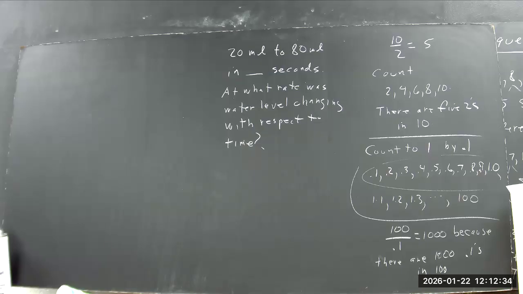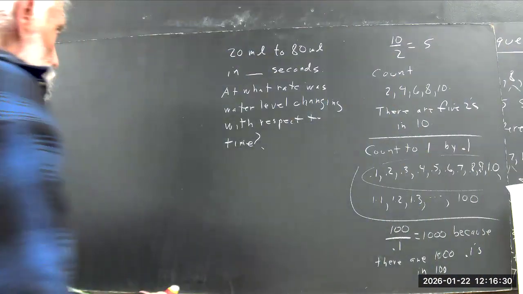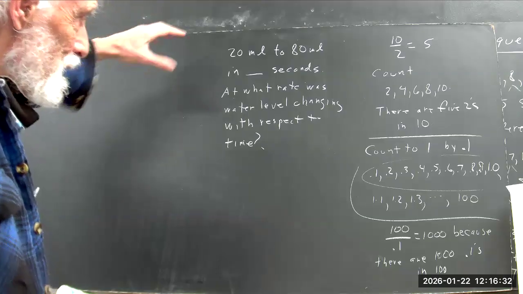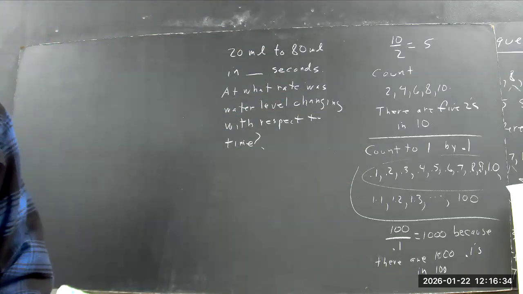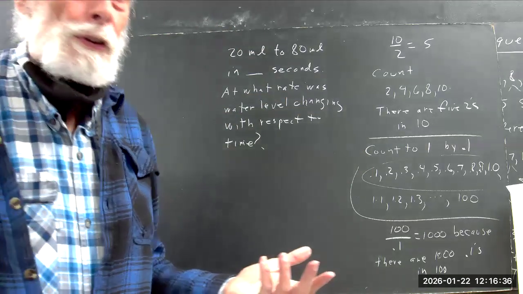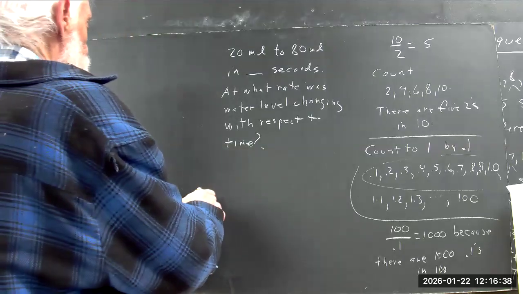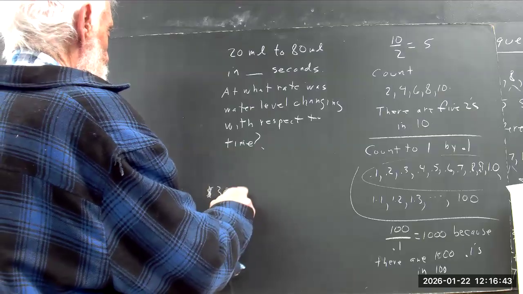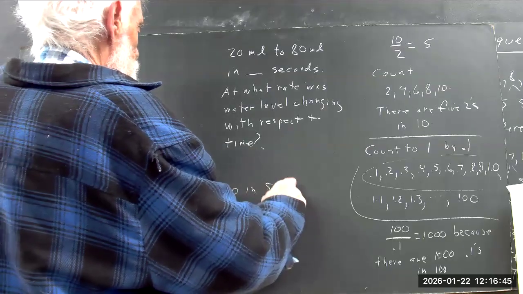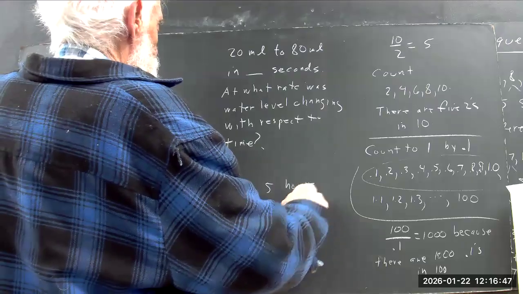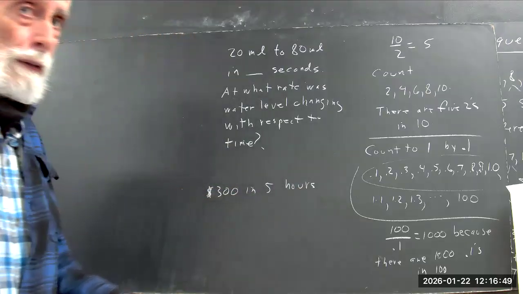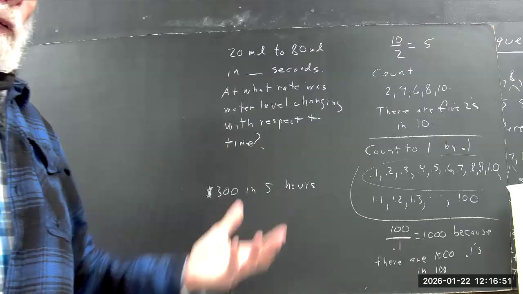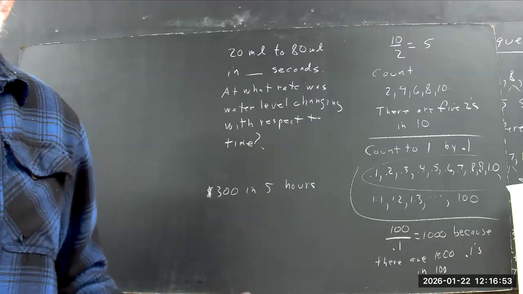Try to pause. Okay, now about half the class got this pretty quickly. And the other half, all the words are confusing and everything, but the idea is very simple. So I go to the simpler case that's probably more familiar. Let's say you make $300 in 5 hours. Most people are willing to work at that rate, right?